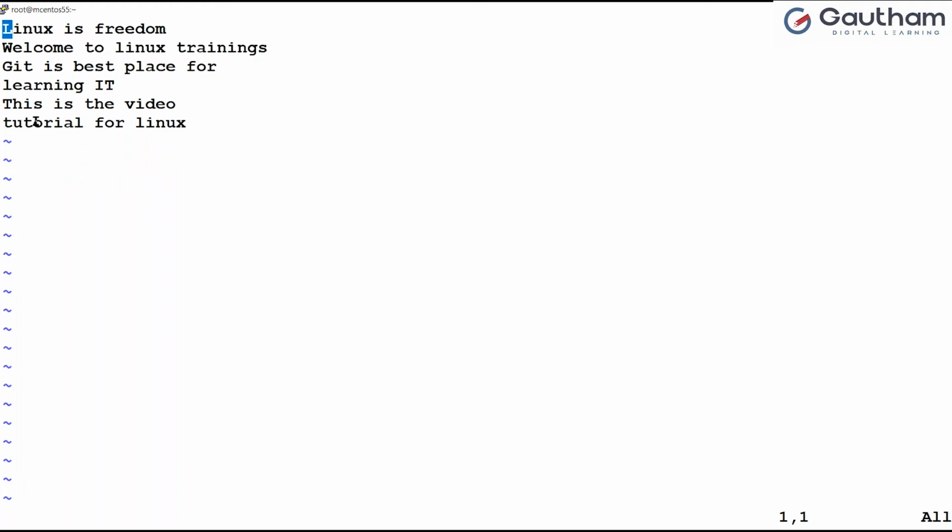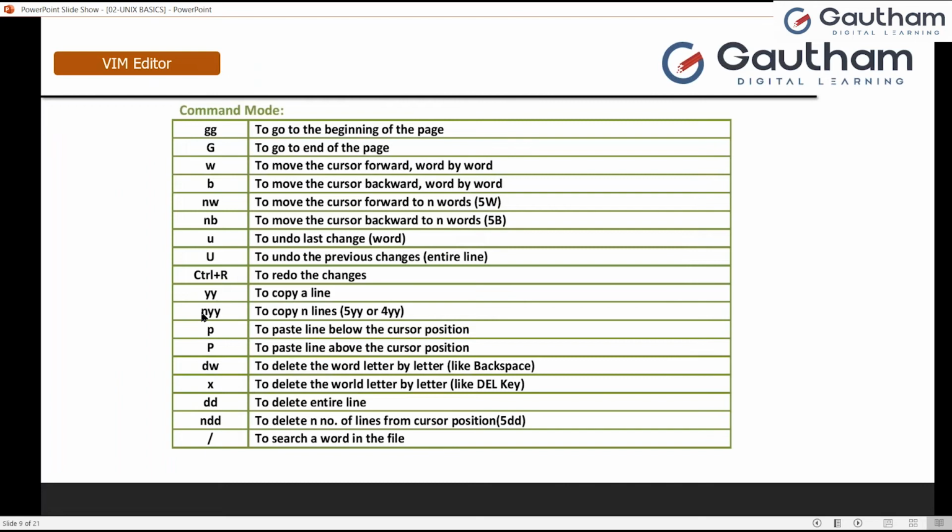Now let us say that I don't want to copy one line, I want to copy 3 lines. So how do we copy multiple lines? In this case, you have to go with nyy. nyy will allow you to copy multiple lines. Now n can be the number of lines, 5yy, 4yy, or 40yy, 50yy, however many lines you want to copy.